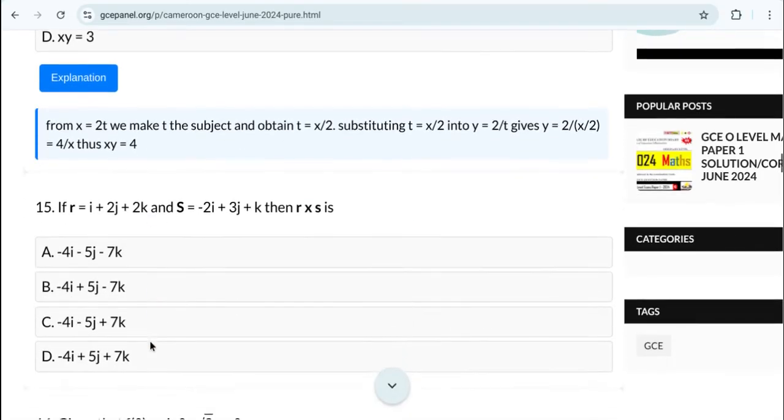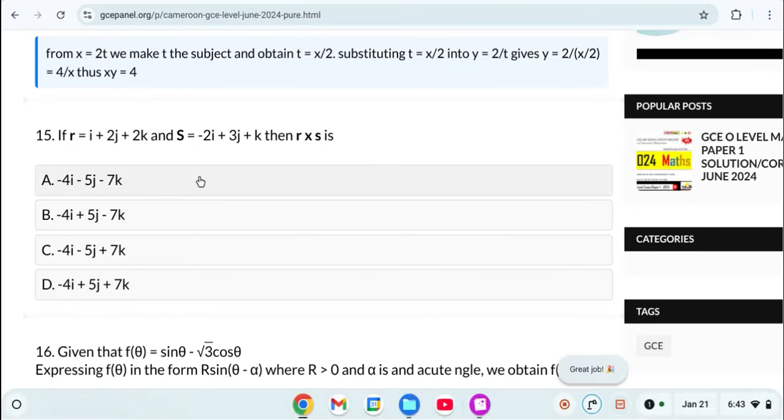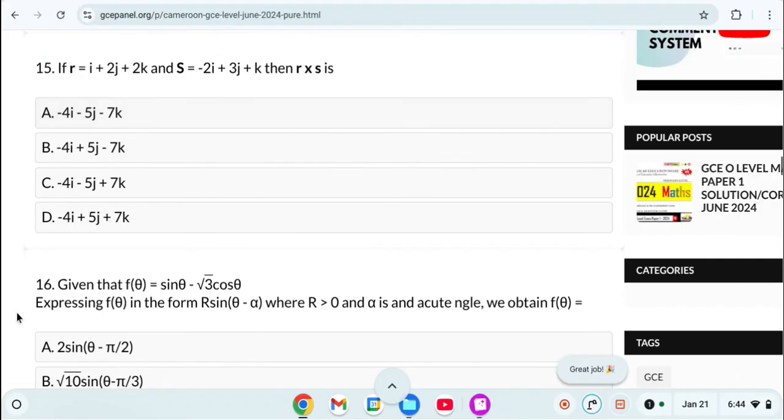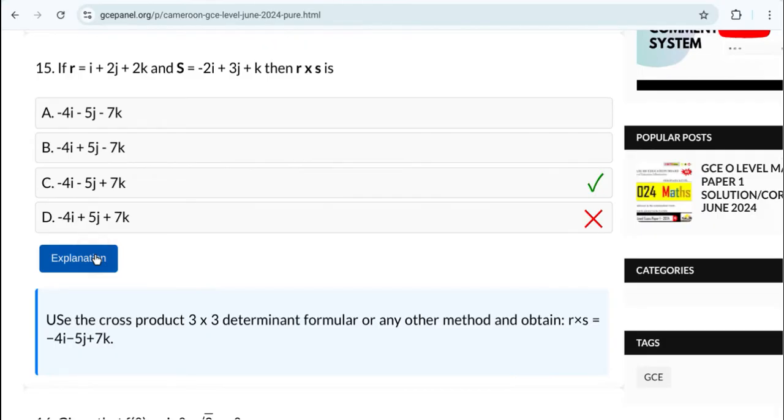Question 15. If the vector r equals this and s equals that, then what is r cross s? This is just cross product now. Yeah, I know everybody can trash this one. This is cross product. Let's check out the key. So C. So for the cross product of the vectors, know that for the cross product, start with r first before s. It's going to give us the vector negative 4i minus 5j plus 7k.